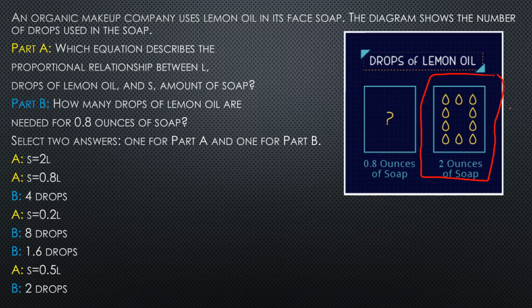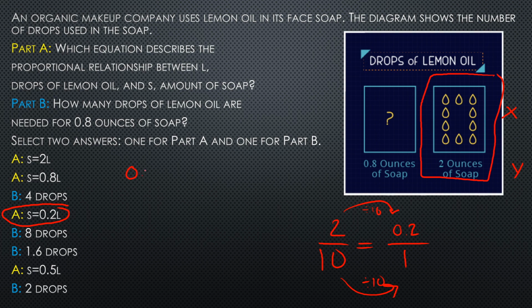So again, I'm going to use my x and y. I'm going to have 2 over 10 drops. I need to get it to a 1 to be my unit rate, and that's going to give me 0.2. So my equation is going to be this one right here, because remember, your equation must have your unit rate in it. My unit rate is 0.2. Then I know I need 0.2 drops for every 1.